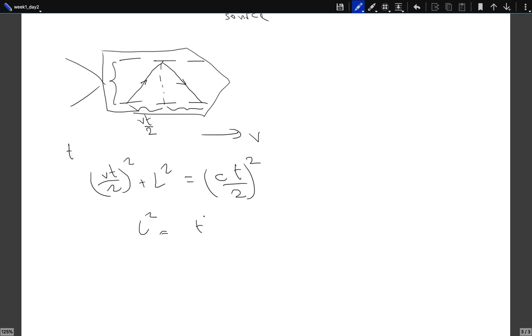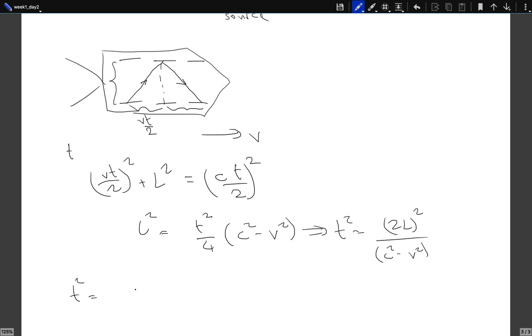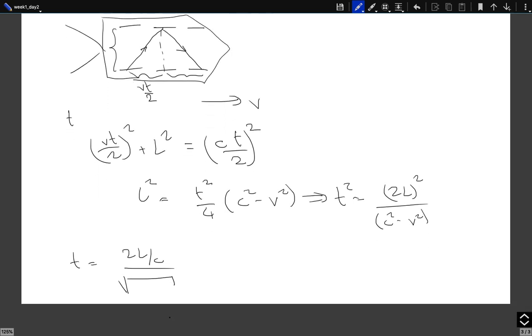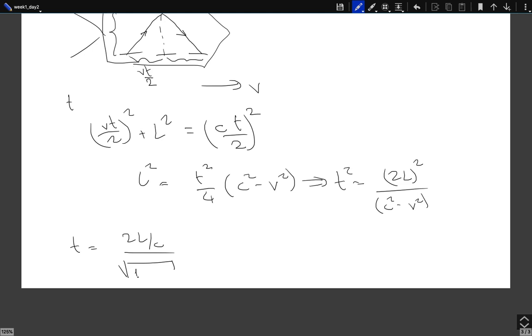L squared is t squared over 4 times c squared minus v squared, which tells me that t squared is 2L squared over c squared minus v squared, or t squared should be equal to 2L over c, or let me say t is equal to 2L over c divided by square root of 1 minus v squared over c squared, which is 2L over c was just t0.